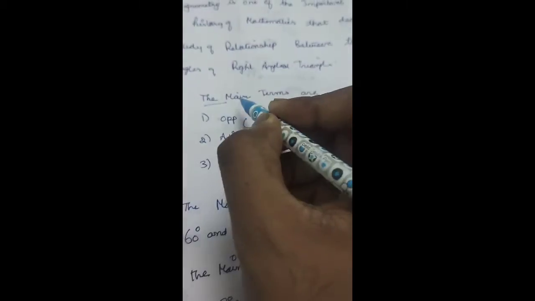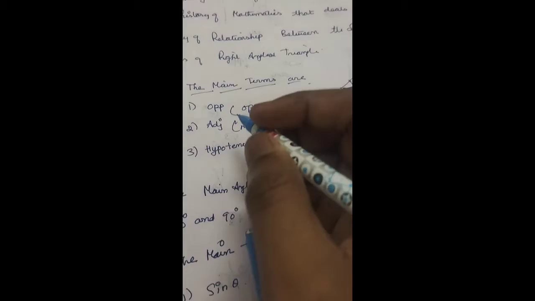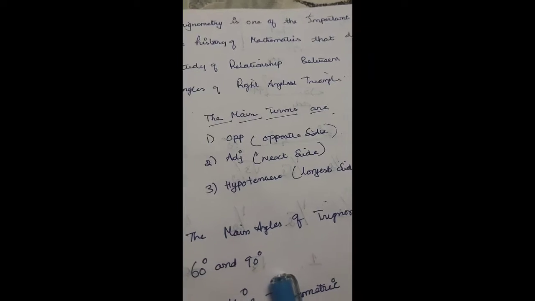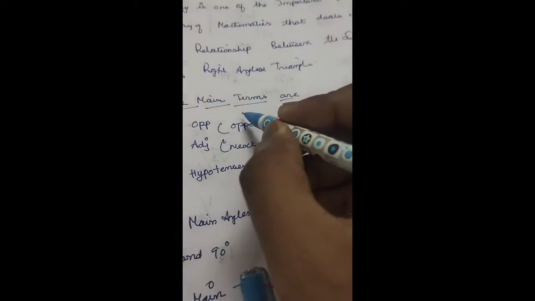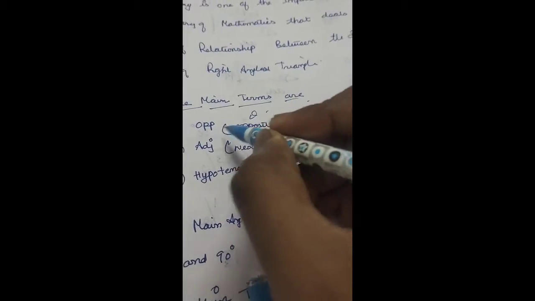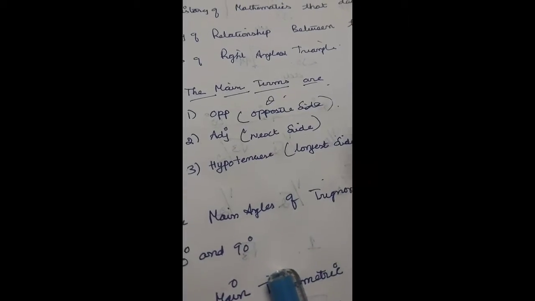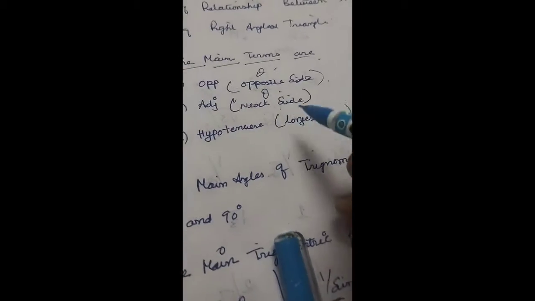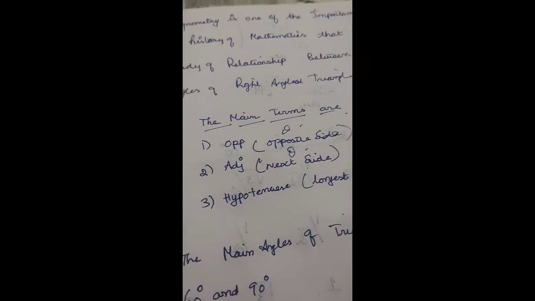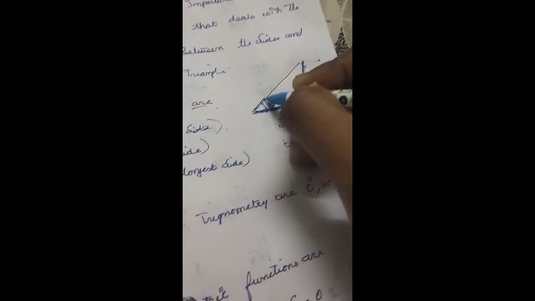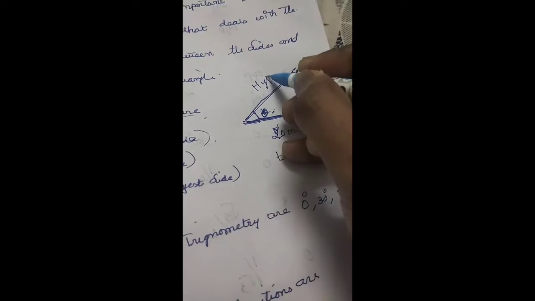The main terms we use in trigonometry are opposite, adjacent and hypotenuse. Opposite means the side opposite to theta. Adjacent means the next side, very near to the angle. Hypotenuse, the other name is longest side. In this triangle, the longest side is known as the hypotenuse.